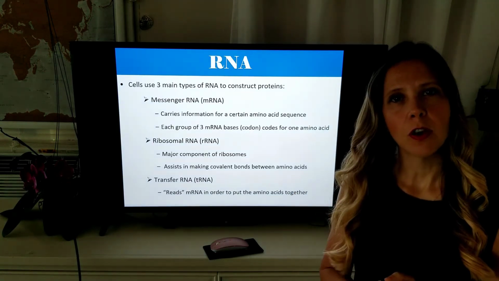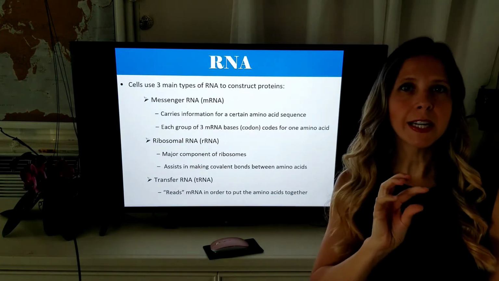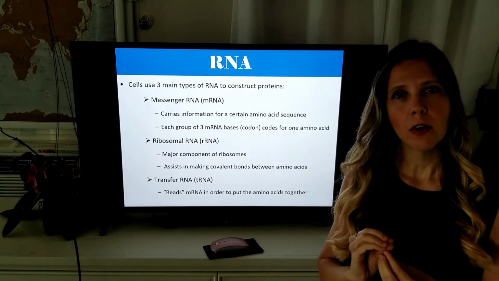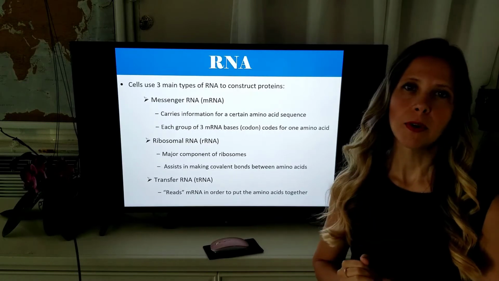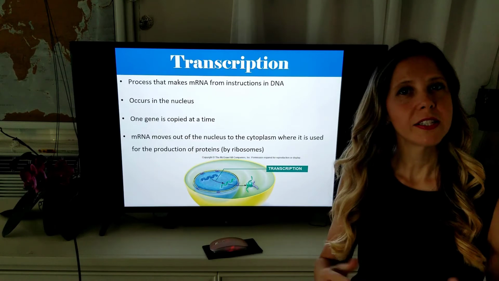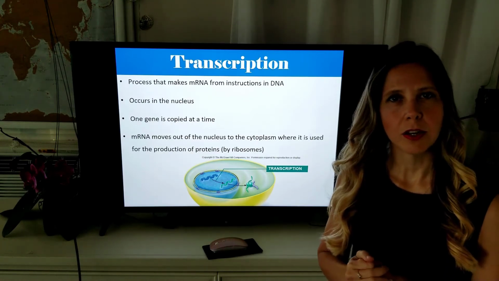The transfer RNA is going to be able to read that codon that we find on the messenger RNA, and by reading that codon, it's going to bring in the correct amino acid to add to the sequence of amino acids. Alright, so let's first have a look at transcription.